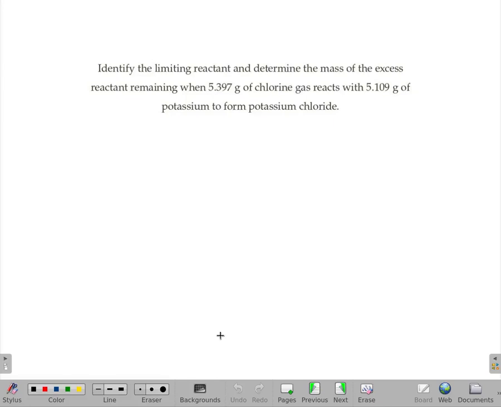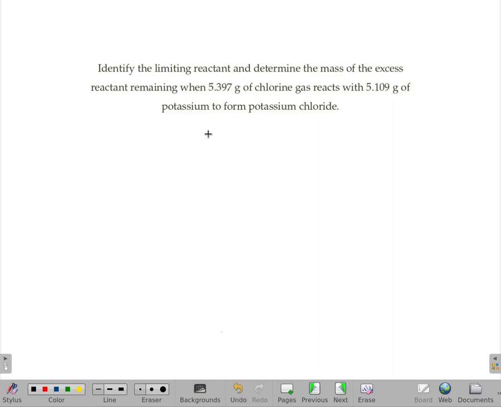Okay, identify the limiting reagent, determine the mass of the excess reagent remaining when 3.97 grams of chlorine reacts with 5.10 grams of potassium to form potassium chloride. All right, this problem doesn't necessarily give me enough to easily do this, but technically everything I need is here.